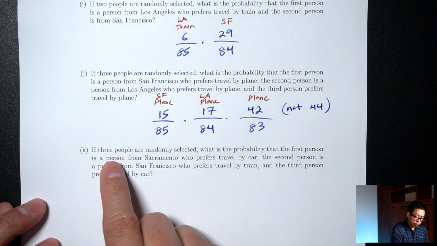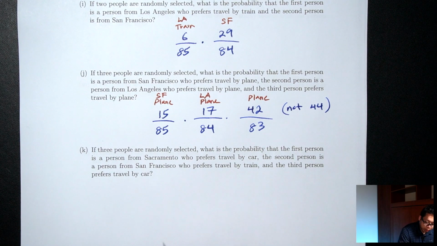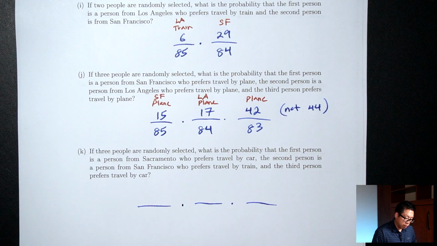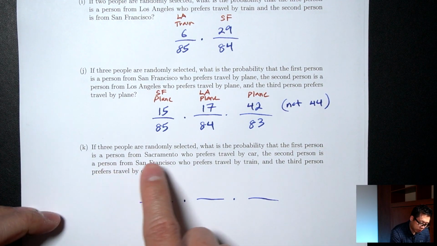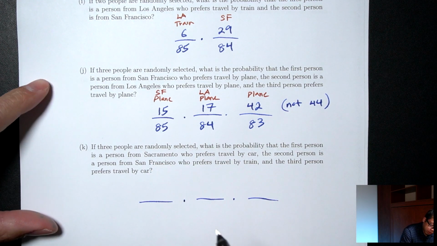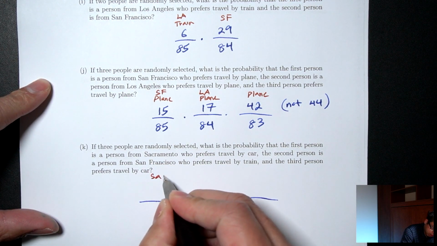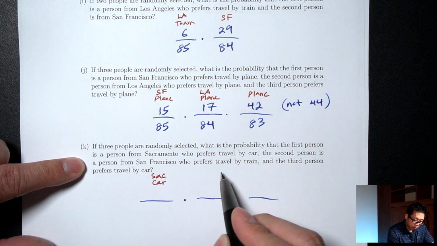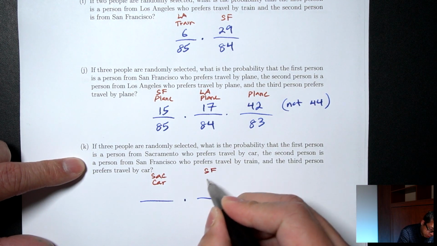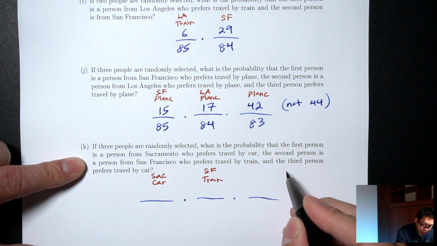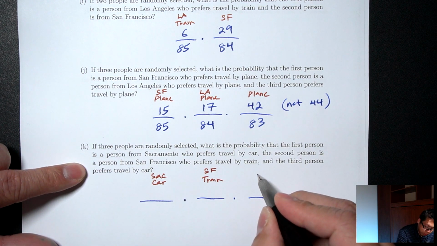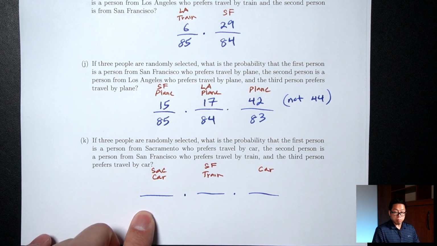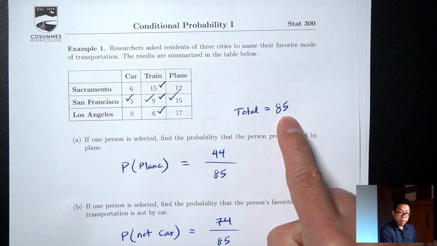Part K. If 3 people are selected, so 3 people, that would be 3 fractions. What's the probability that the first person is a person from Sacramento who prefers travel by car? The first one is Sacramento car, so Sac car. The second person is a person from San Francisco who prefers travel by train. San Francisco train. And the third person prefers travel by car. So the third person is just car. First fraction, the bottom's going to be the total, everybody, 85.